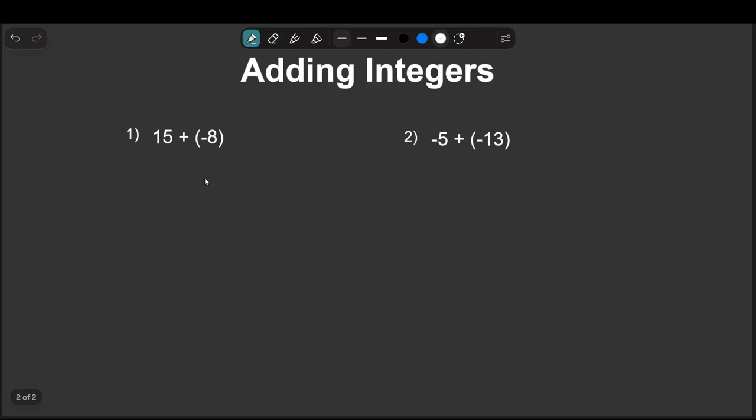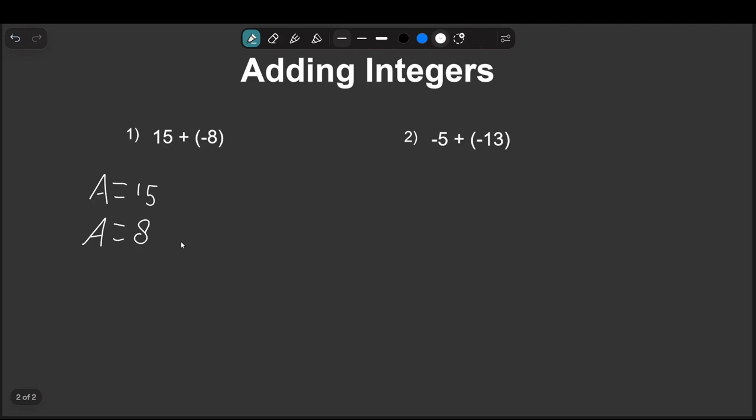Let's start by writing the absolute value of both 15 and minus 8. And remember, absolute value is the distance a number is from 0. The absolute value of 15 equals 15, because 15 is 15 away from 0. And the absolute value of minus 8 is just 8, because it is 8 away from 0. So now we take the greater absolute value and subtract the lesser. These are already in order, so we can subtract.